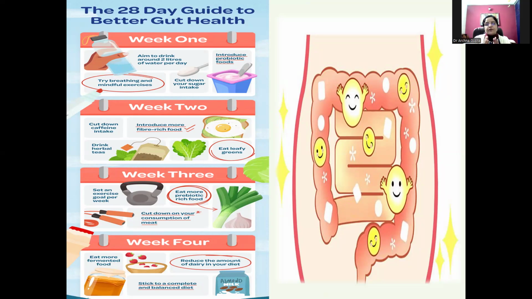हमने थोड़ा अपना चाय कॉफी को कम किया, कैफीन वाले प्रोडक्ट्स को कम किया, हमने ज्यादा वेजिटेबल्स ऐड ऑन करी, हमने लीफी ग्रीन वेजिटेबल्स को ज्यादा खाना शुरू किया, हर्बल टी को इनकॉर्पोरेट किया, नॉर्मल टी को थोड़ा कम किया। वीक 3 में हमने क्या किया? हमने थोड़ा धीरे धीरे एक्सरसाइजेस को बढ़ाया। हमने कट डाउन किया अपने कंजप्शन ऑफ मीट को, है ना? व्हाइट मीट हम लोग इनकॉर्पोरेट कर सकते हैं, रेड मीट को हम अवॉइड करेंगे, और प्रीबायोटिक रिच फूड को खाने की पूरी कोशिश। 4th वीक में फिर हमने क्या किया?